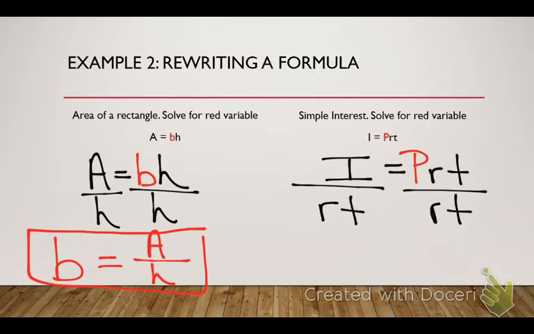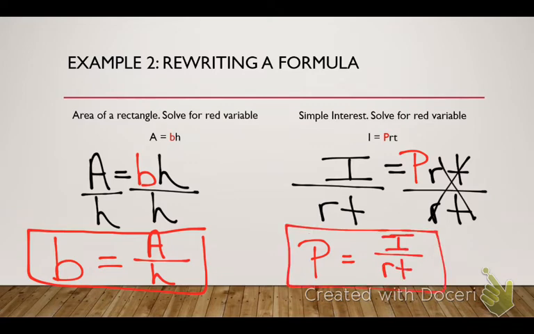RT. I divide by whatever it takes to isolate P. Okay? So if RT cancels over here, and all I have left is P, what does P equal? I over RT. Okay, everybody agree that looks a little different?